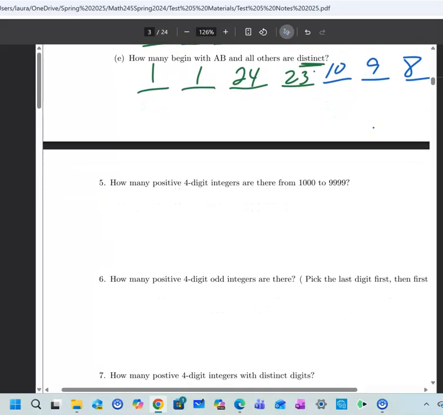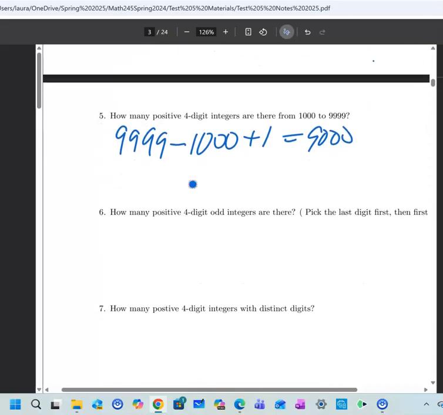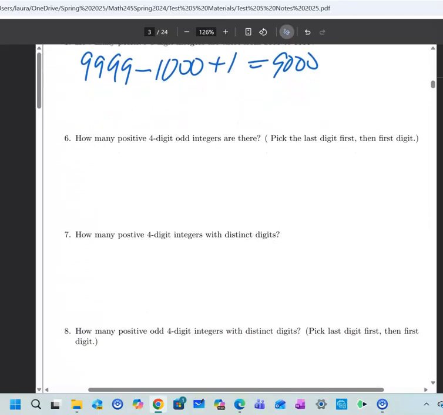Okay, so let's go to 4-digit integers. How many 4-digit integers are there? So this is counting them, right? That's 9,999 subtract 999, or subtract 1,000 and add 1. So there are 9,000 numbers from 1,000 to 9,999.